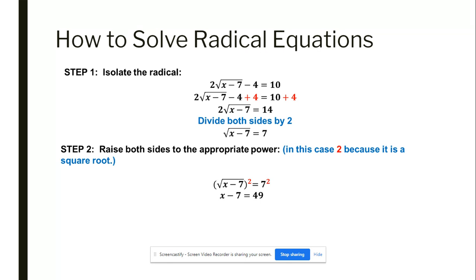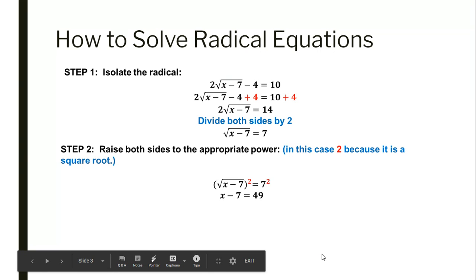You square it. So when we square the square root of x minus 7, we end up with just x minus 7. You notice it didn't change the expression x minus 7 in any way. In other words, I don't have an x squared and I don't have a 49 because all I'm doing is canceling out the square root. And on the other side, when I square 7, I end up with 49.